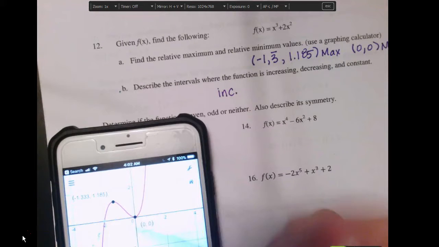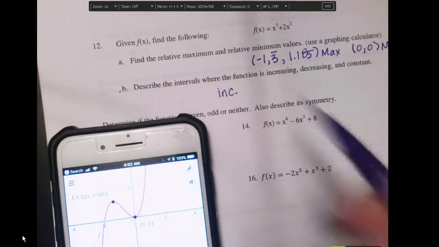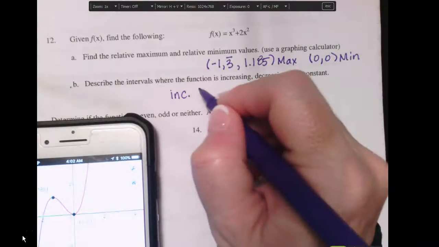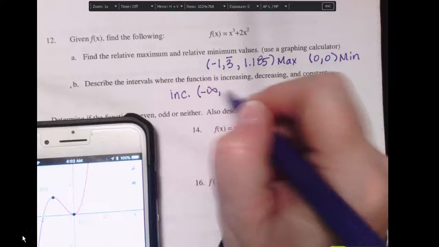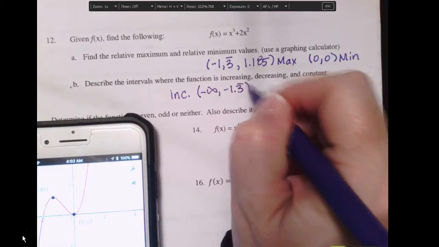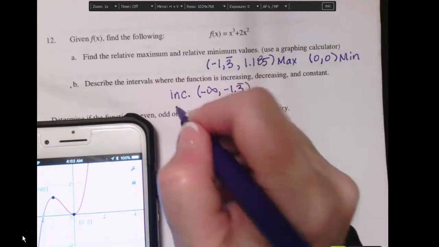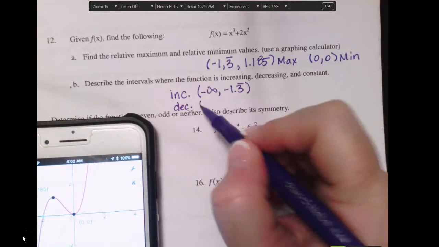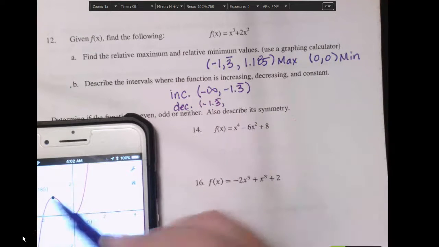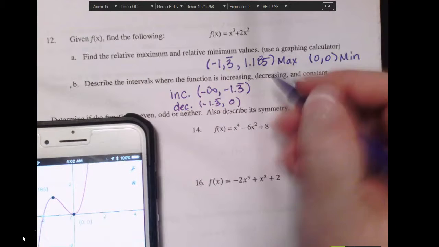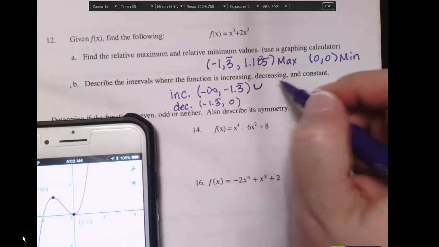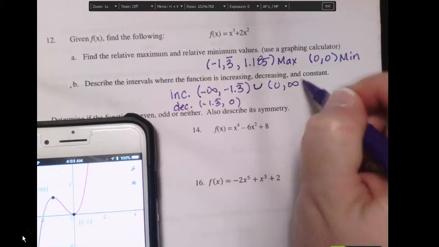So I'm going to say it's increasing all the way up to that relative maximum. And I really just care about the x values where it's increasing. So that is going to be from negative infinity to negative 1.3 repeating. And then when is it decreasing? So I kind of like to just go left to right. So it's decreasing from negative 1.3 repeating and then over to 0. And then it starts increasing again. So we'll say at 0 to infinity.